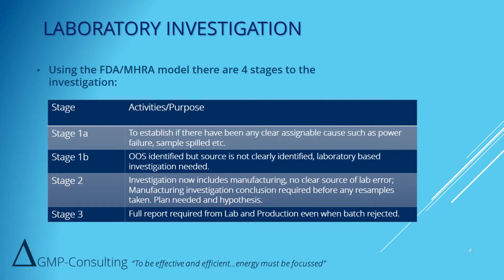The current guidelines split the investigation into 4 stages: 1A, 1B, stage 2 and stage 3. The first part is the initial investigation in the lab to make sure something obvious hasn't gone wrong, the wrong dilutions or something like that. Stage 1B is a much more in-depth laboratory investigation. Stage 2 starts to include production and the potential for sampling, and we'll talk about those a bit more in detail following this slide.